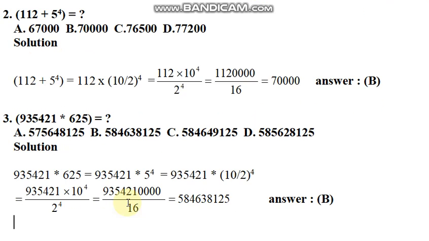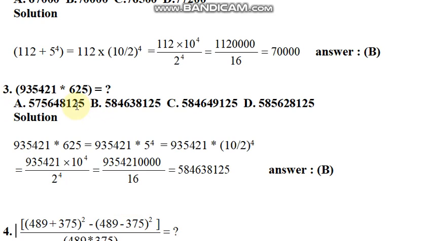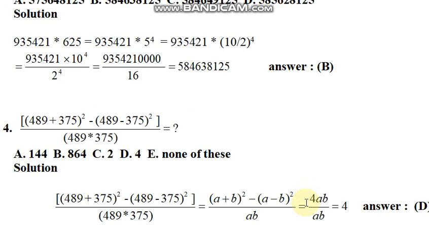The next one. We need to find this product. 625 we can write it as 5 power 4. So 5 power 4, like in the previous problem 10 by 2, we can write it 10 by 2 the power 4. So just you put 4 zeros near to it and divide by 16, it gives you 58463812. Okay. So this is option B. Next question, the fourth one.